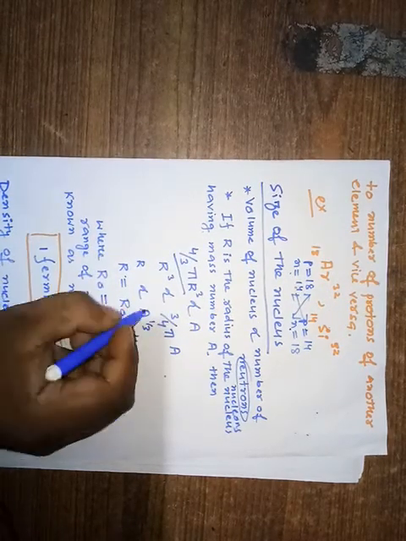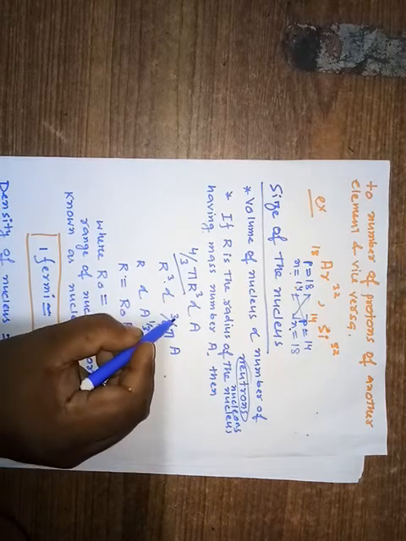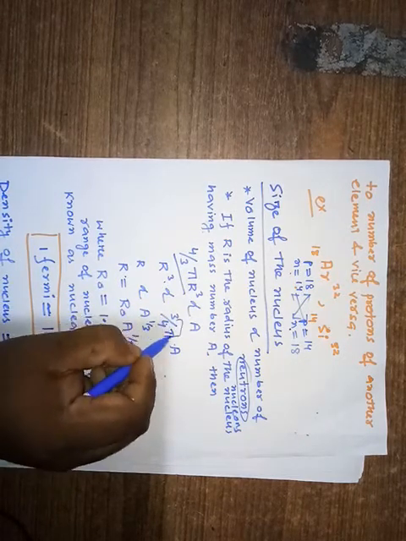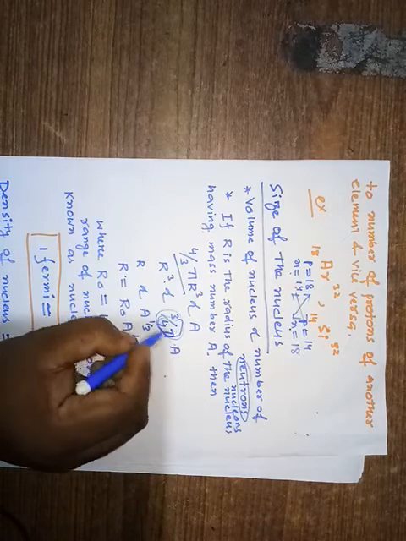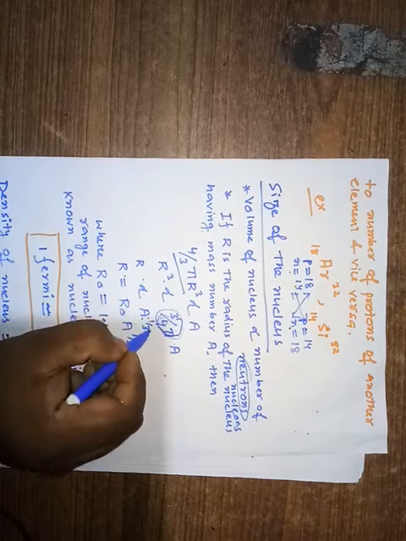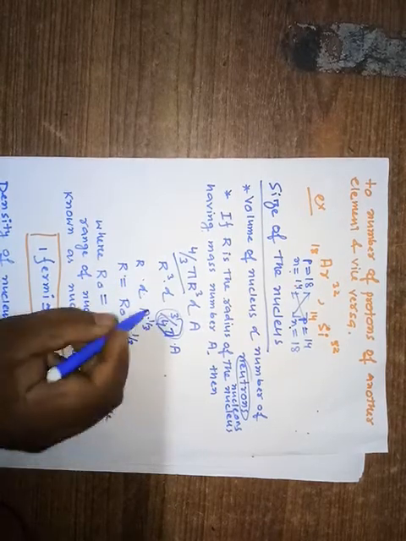So from here what we can get is that r³ will be equal to 3/4π times A, and this part is a constant, right? So r is proportional to A to the power 1/3. It is basic maths.